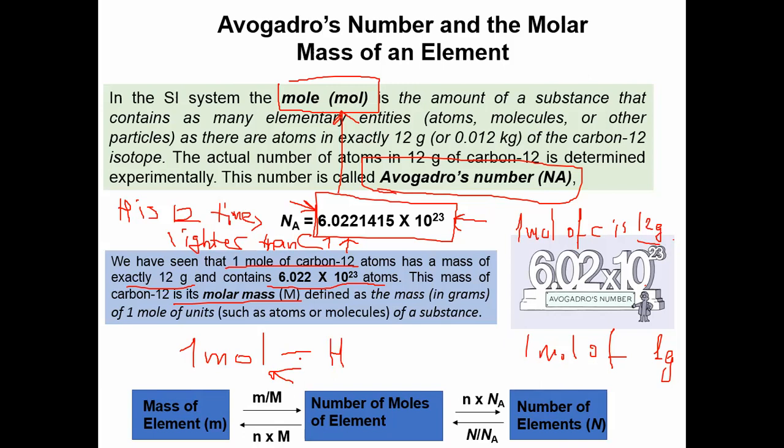Say if I have 2 moles of hydrogen, how many atoms of hydrogen will I have? 2 times Avogadro's number. Yes, Avogadro's number times 2. This is the amount I'll have in 2 moles of hydrogen. Okay, so what's going to be the mass of 2 moles of hydrogen?